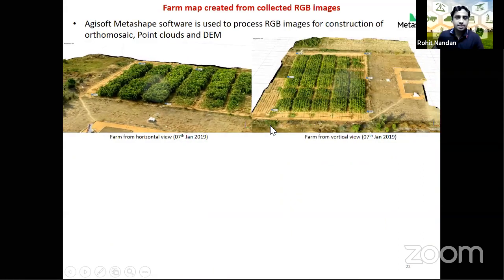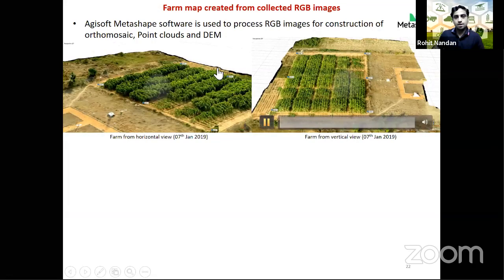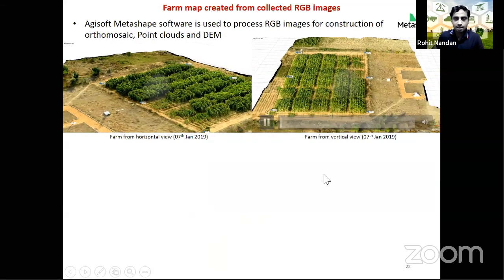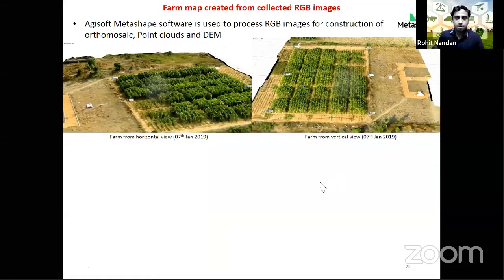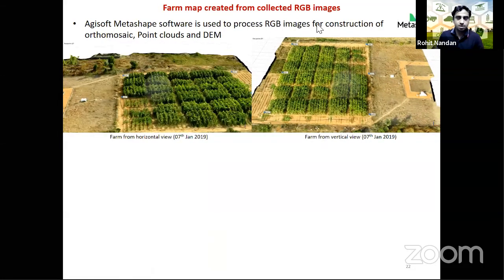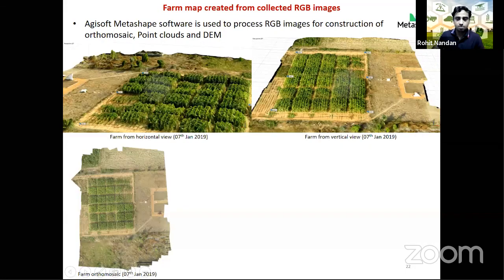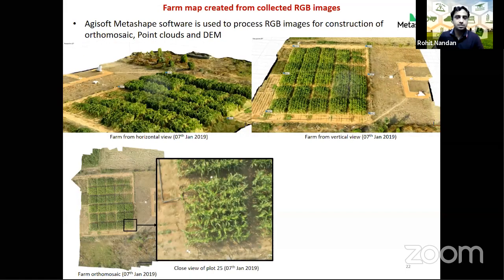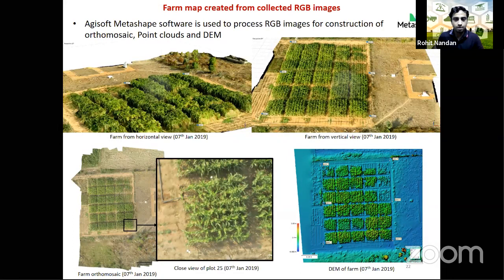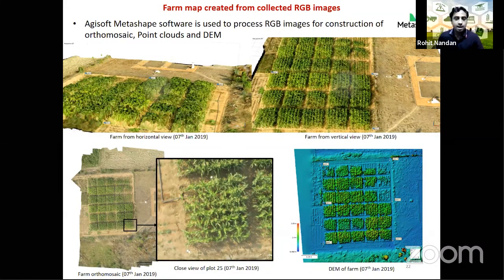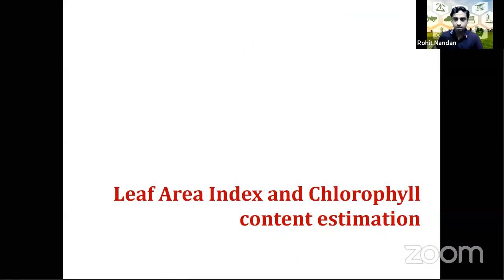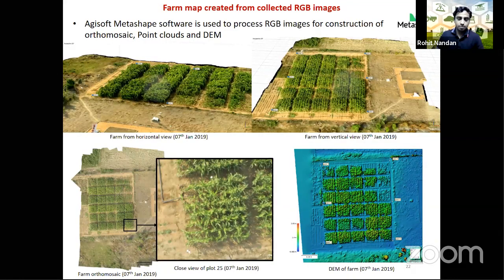Now here, these are the horizontal and vertical views of the farm which were created using the RGB image dataset and software. These images can be created using the point clouds, and from that we can get the DEM. DEM is the digital elevation model, and using that digital elevation model, we can then estimate the height of the plant. That is very important, to estimate the height of the plant.